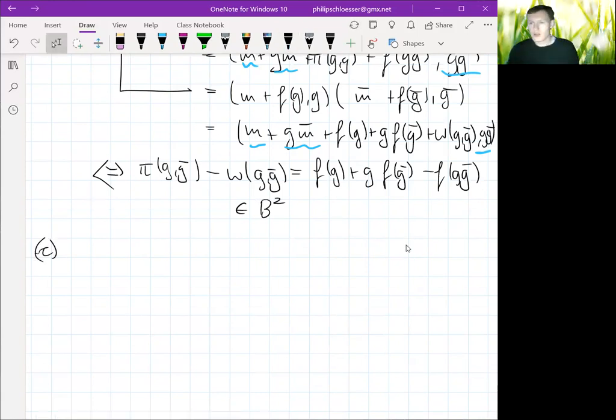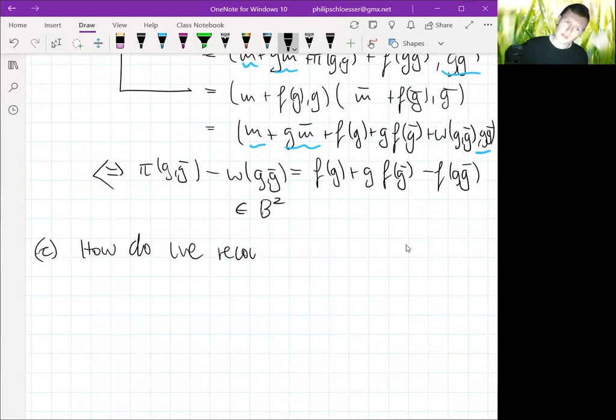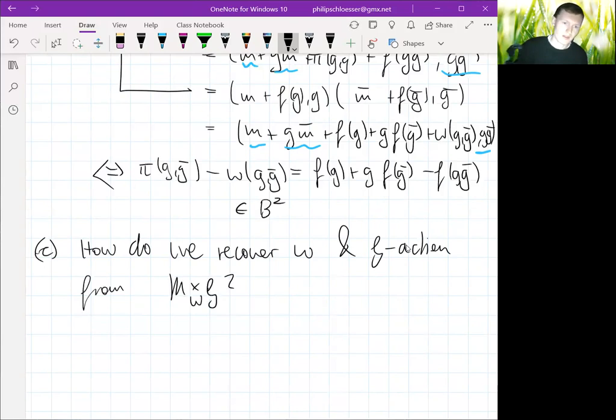And now for C, we would like to first have a look at how we can obtain... let's say this construction has really two inputs. It has as input the cocycle and it has as input the G action. So how do we recover omega and the G action on M from this cocycle product?